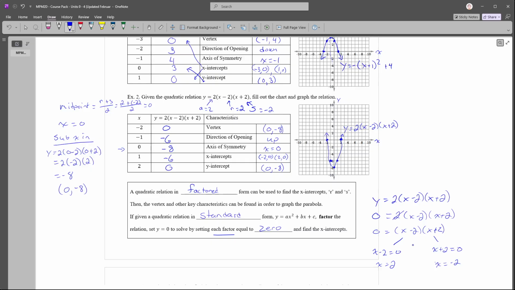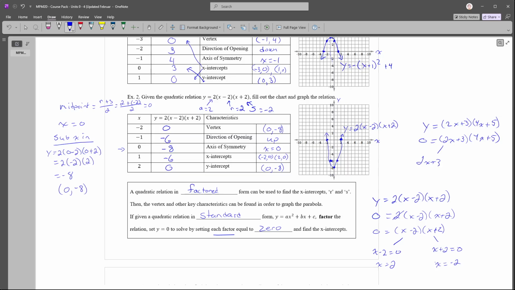Because you're not always going to get nice factors like this. You might end up with something along these lines. Maybe you get y is equal to, let's say, 2x plus 3, and y is equal to 4x plus 5. What I'm saying here is set y equal to 0. Now set each one of these equal to 0.